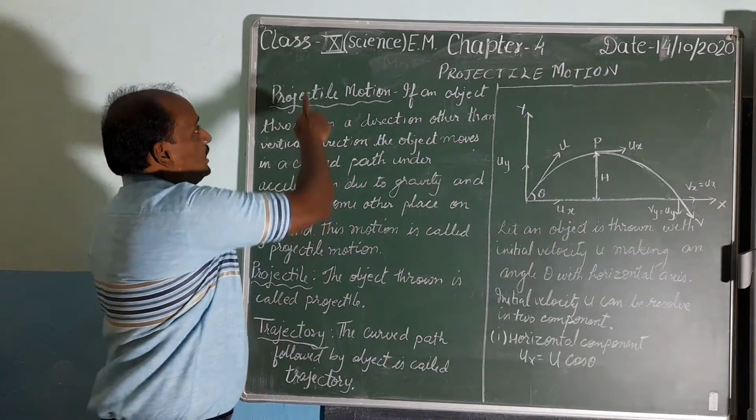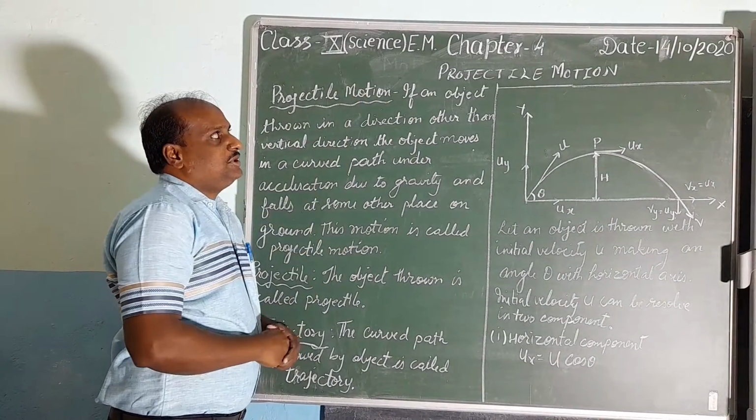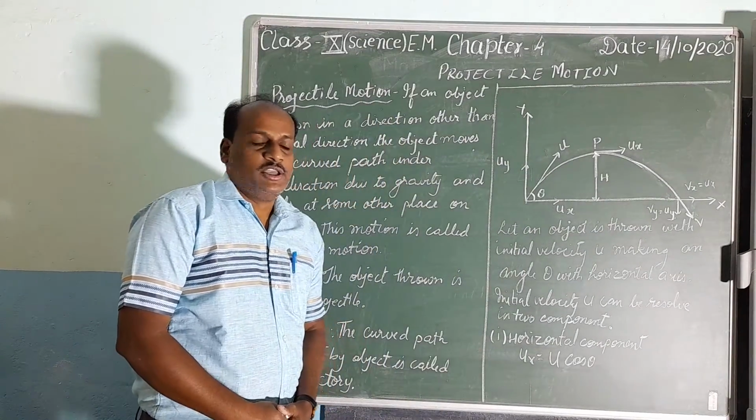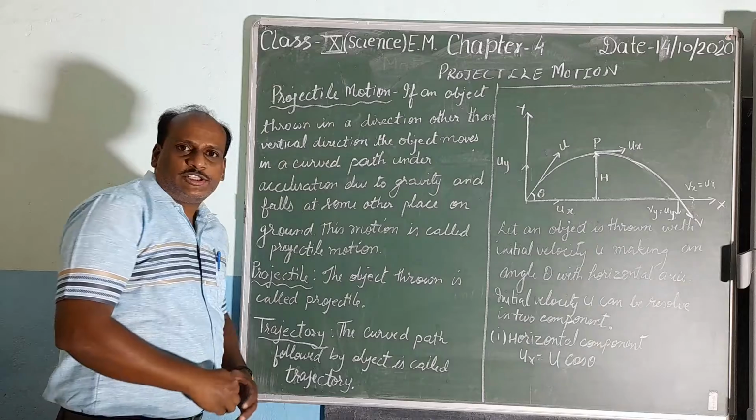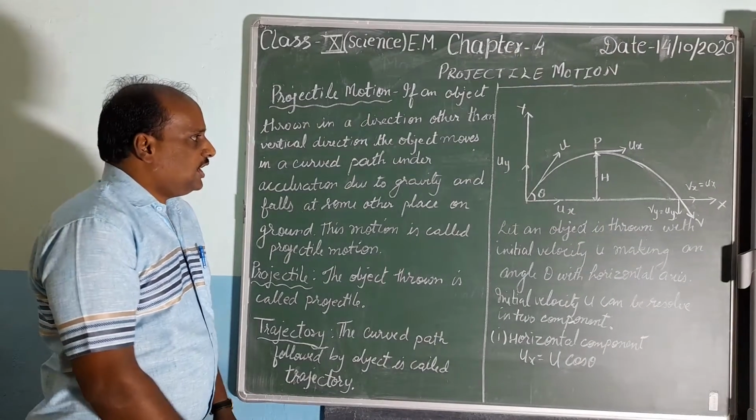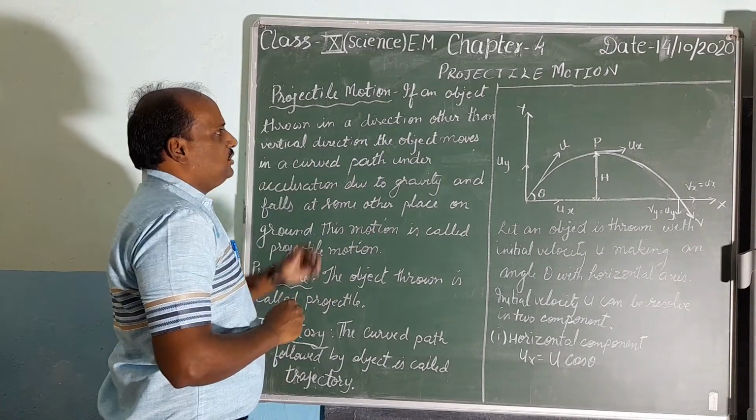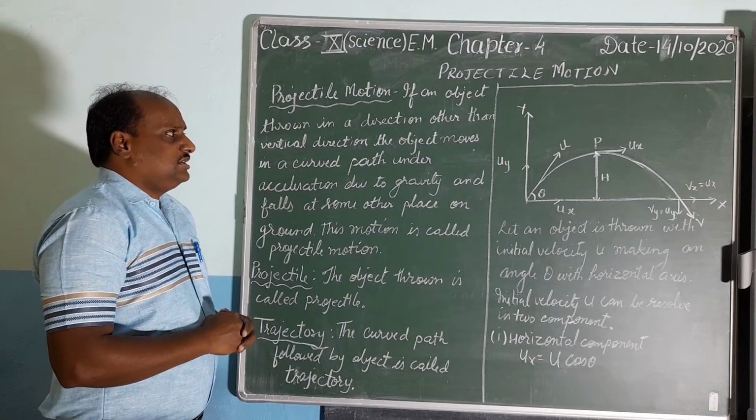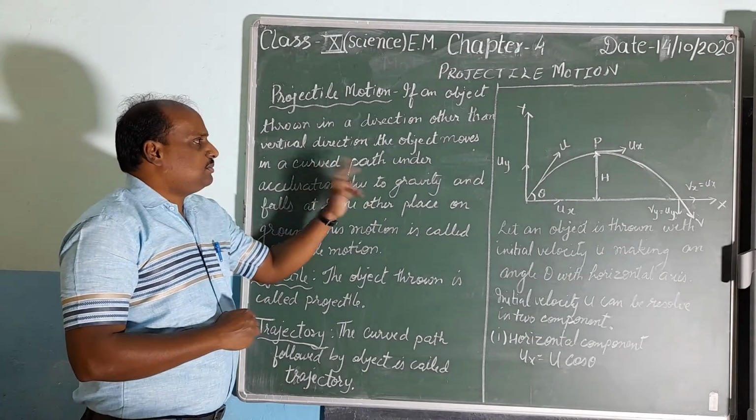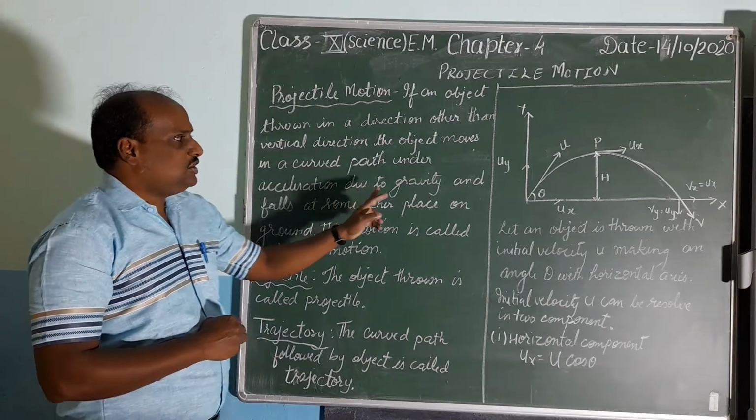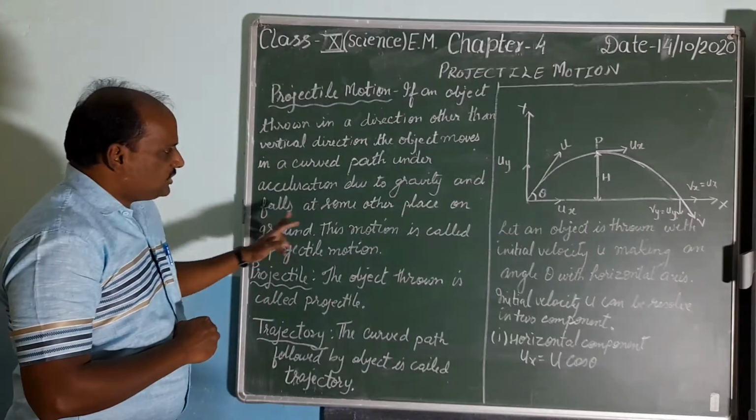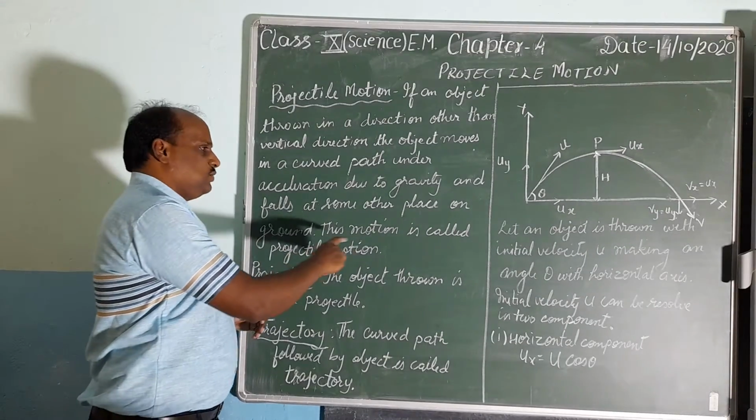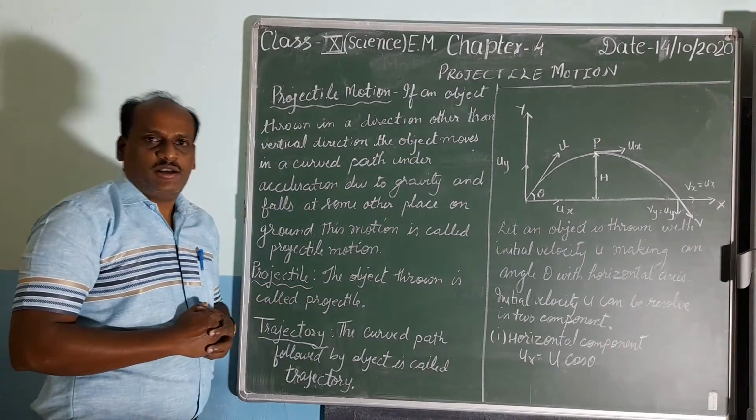Today's topic for class 11 Science English Medium, chapter 4, is projectile motion. So first we will understand what is projectile motion. If an object is thrown in a direction other than vertical direction, the object moves in a curved path under acceleration due to gravity and falls at some other place on the ground. This motion is called projectile motion.